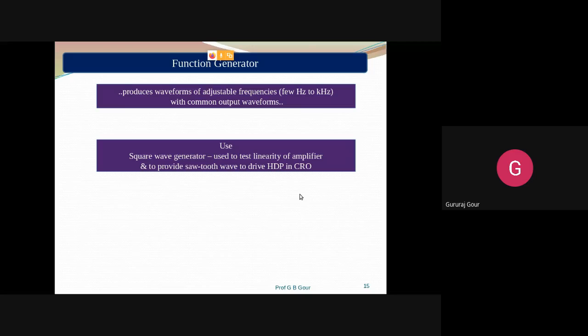So the next one that we have left for discussion is the function generator. A function generator is a device which produces different types or shapes of waveforms with adjustable frequencies, ranging from hertz to kilohertz, with the common output waveforms. I think you might have seen in laboratories that signal generators will be there. Those are function generators itself.